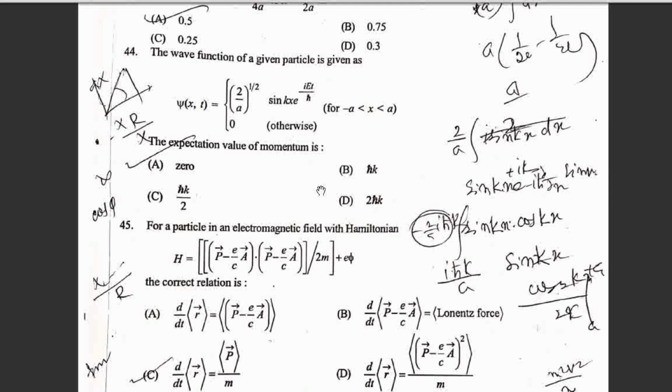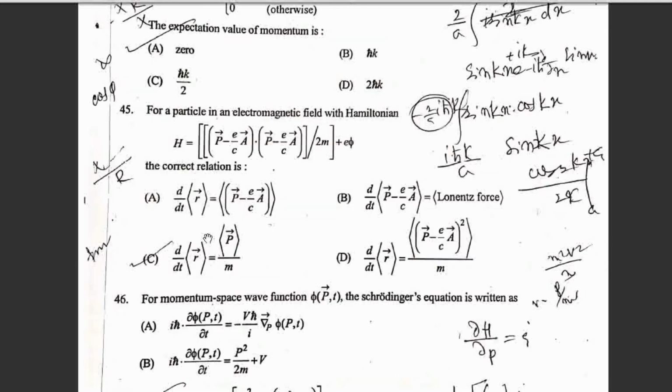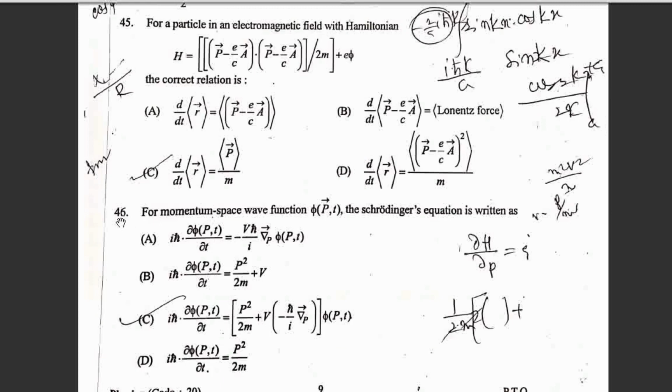Hi everybody. In our last lecture, lecture number 9, we completed up to question 45. In today's lecture, let's start from question 46. The question is: for momentum space, the wave function psi(p, t), the Schrodinger equation is written as what? Let's see the solution.